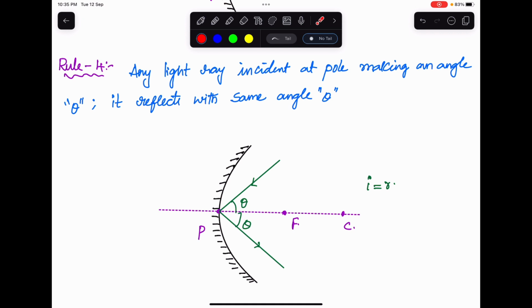So these are the light rays assumed to be coming from an object, where later they meet directly or meet on extension to form an image using a spherical mirror.